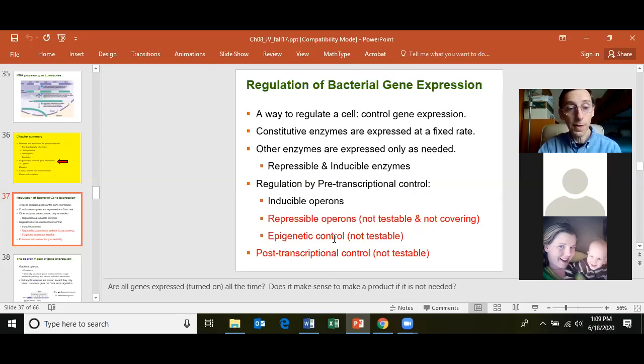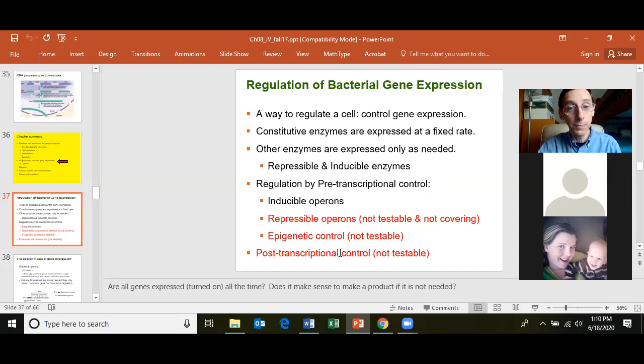So we talked about genes, and they can be expressed, turned on, or they can be turned off. Does it make sense for a cell to make a product if it's not needed? Can anyone answer? No, it's not. It doesn't make sense to make it if it doesn't need it.